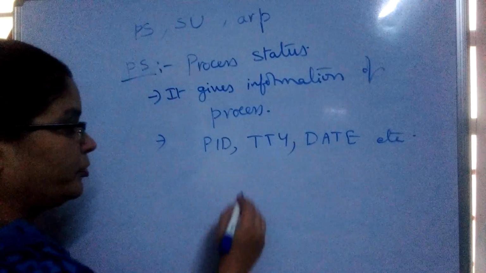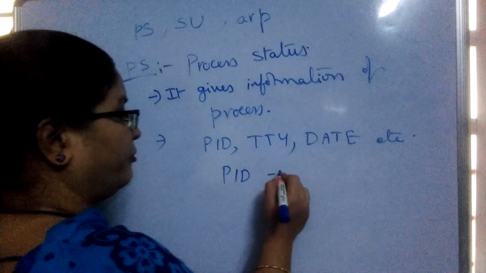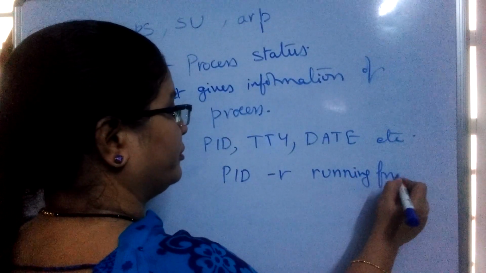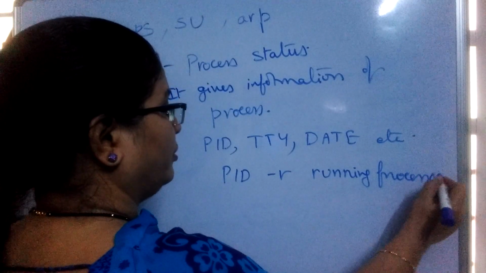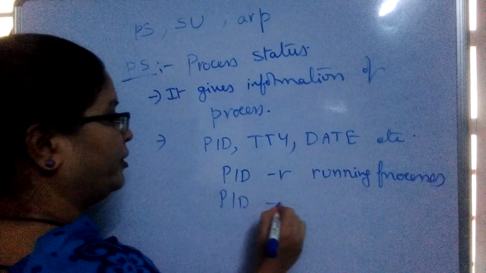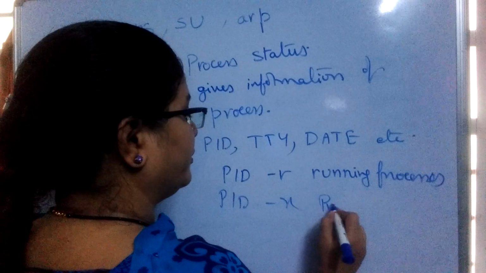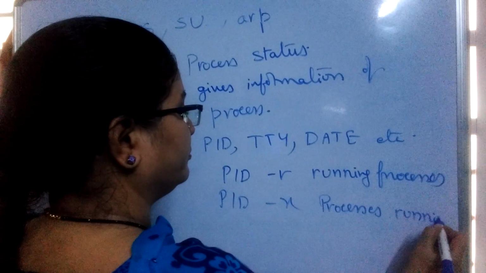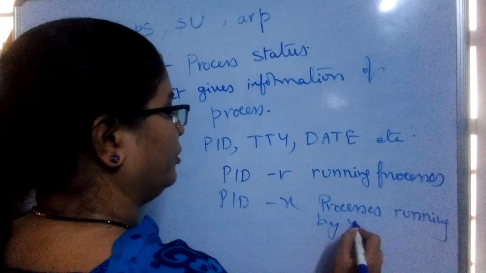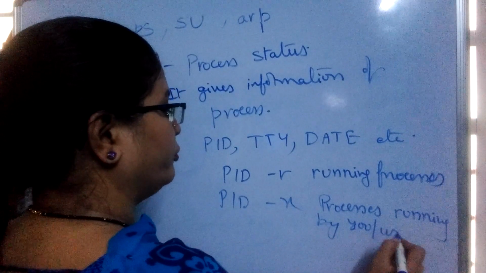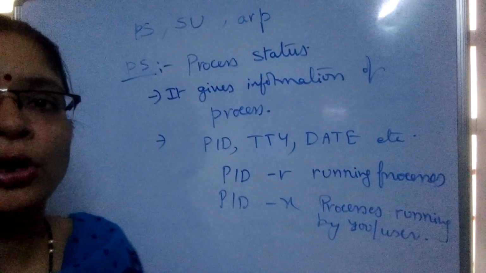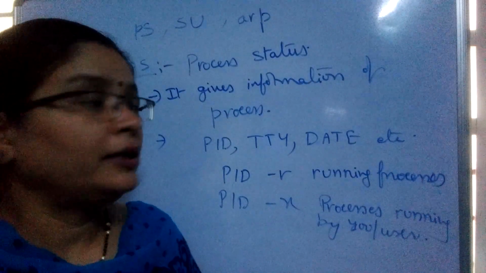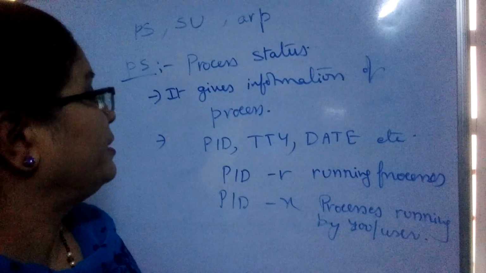It has certain options also. PS -R shows running processes, and PS -X shows processes running by a specified user who is going to run all these processes. Such kind of information is given by the PS command.